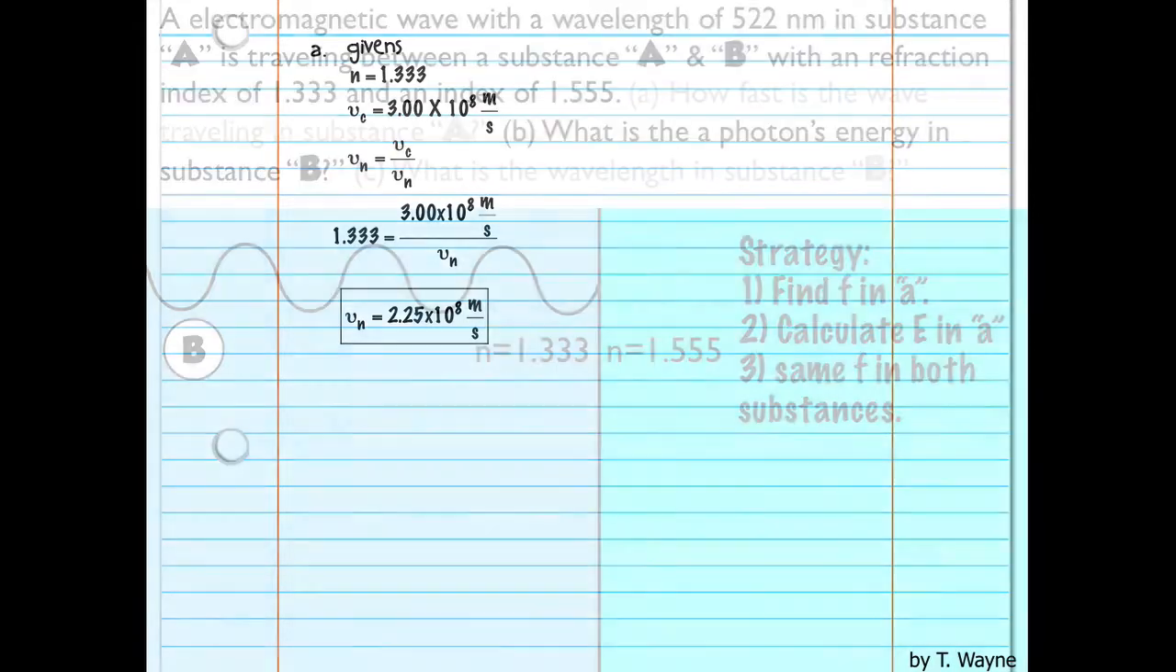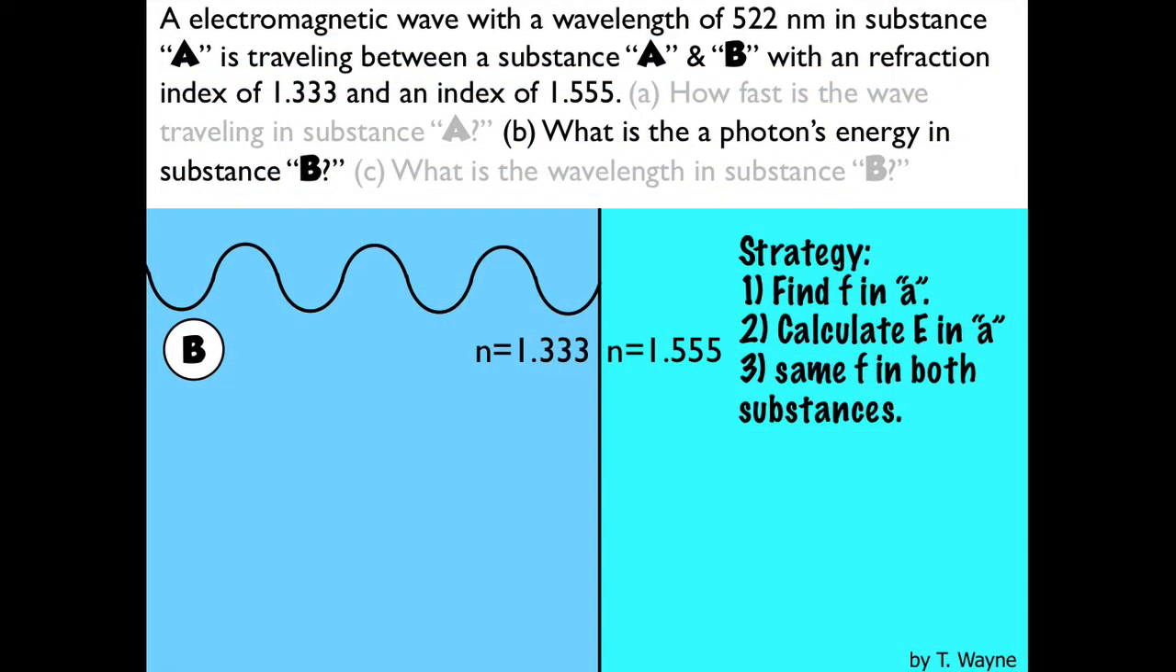Let's go on to part B. In part B, I want to know what is a single photon's energy in substance B. So my strategy is to find the frequency in A, calculate the energy in A, and remember that it's the same frequency in both substances.